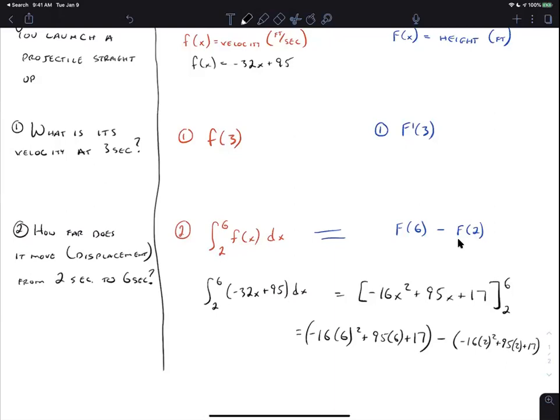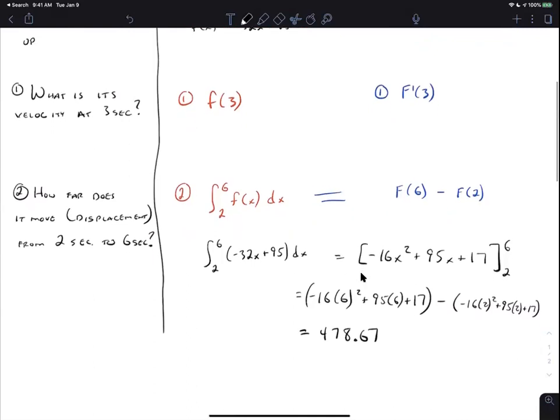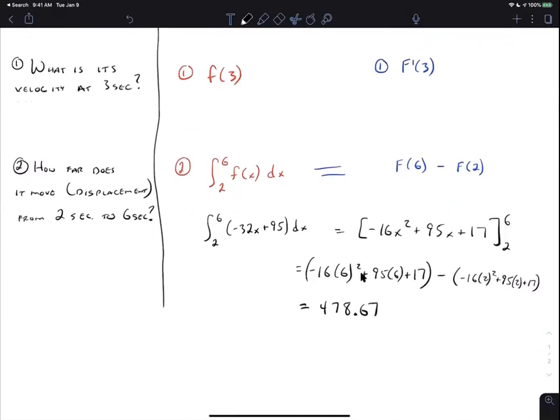And I am getting 478.67, which, that number doesn't matter. It's 0.6 repeating. But anyway, I'm getting about that. But the point is how we compute this. Does everybody get what happened except for maybe the 17 part?